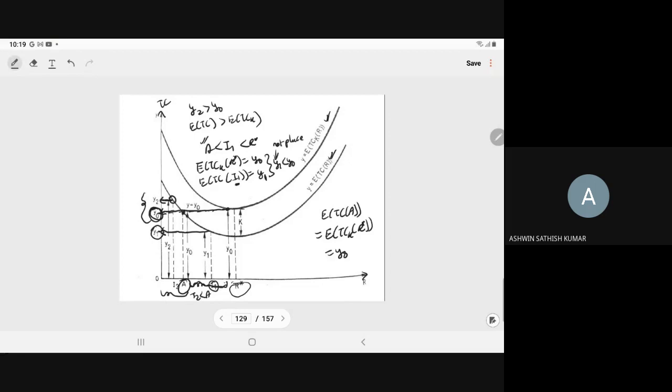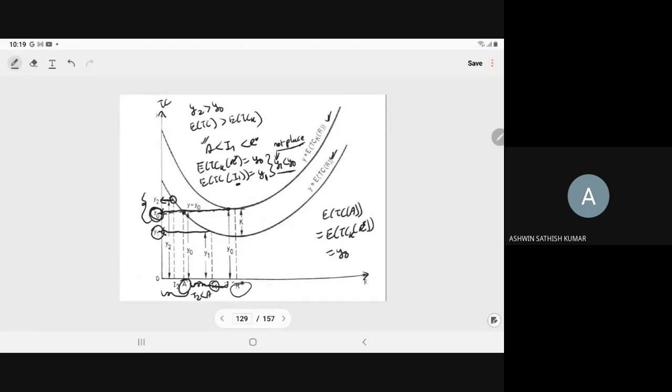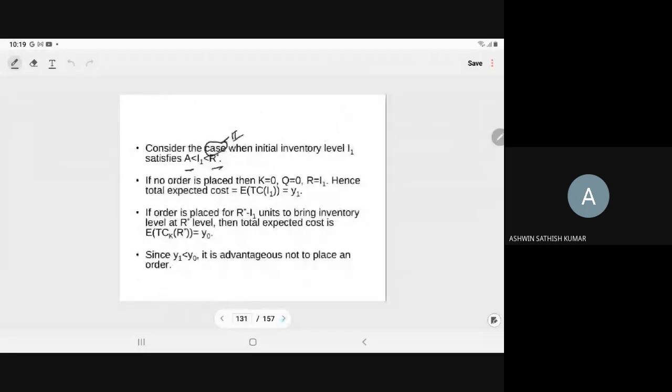So it will be ETC K, R star, which is equal to Y naught. And from the graph we have seen Y1 is less than Y naught. So what is the advantage? The advantage is to not place an order. That is written here. If no order is placed, K is equal to 0, Q is equal to 0, and the inventory will remain I1 only. Hence the expected total cost will be Y1.